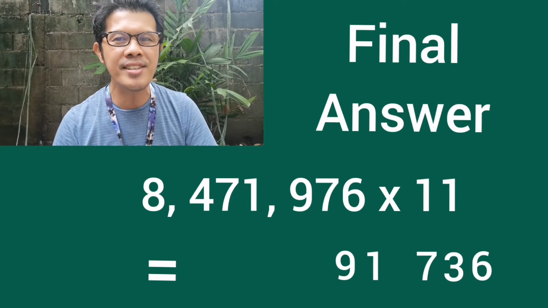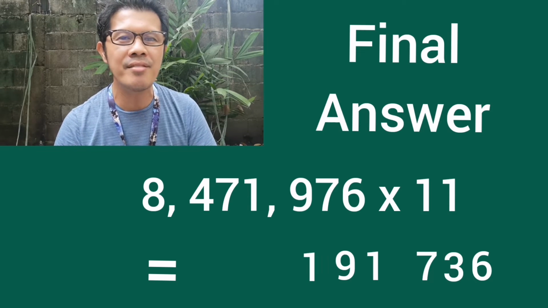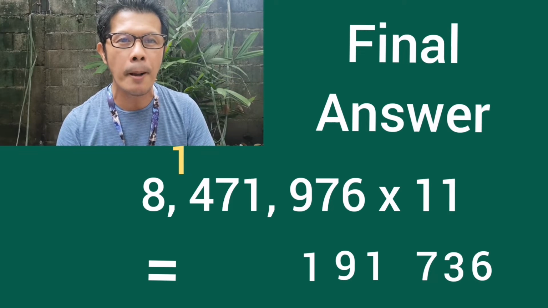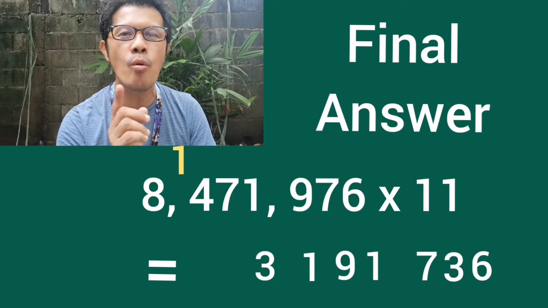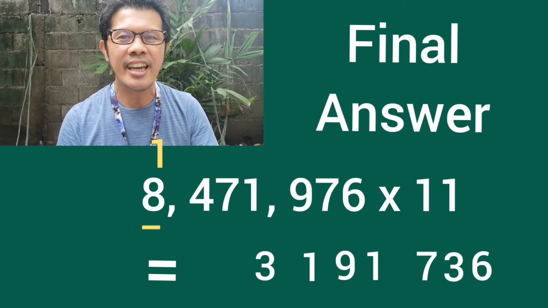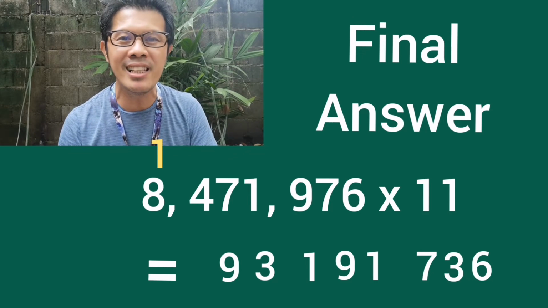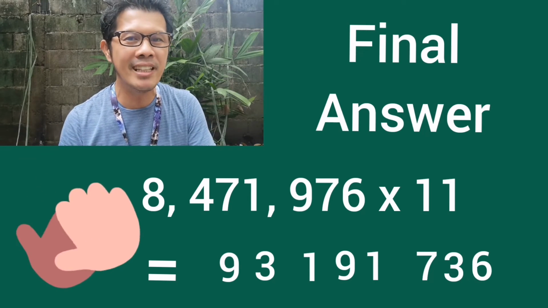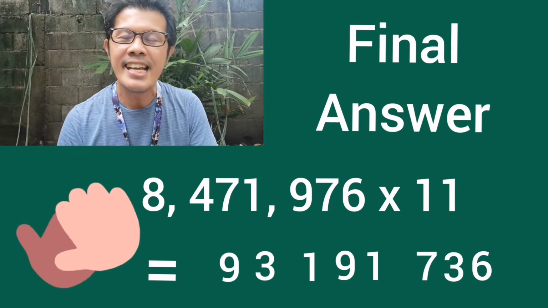Next, add 4 and 7, which results to 11. From 11, copy 1 as the 100,000th digit of the product and carry 1 to the sum of 8 and 4. 8 plus 4 is 12, plus 1 is 13. So from 13, copy 3 and carry 1 to the last digit 8. 8 plus 1 is equal to 9. 9 here is the 10 millionth digit of the product. Therefore, the product of 8,471,976 times 11 is 93,191,736.